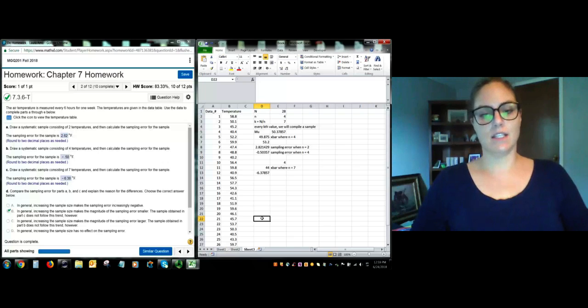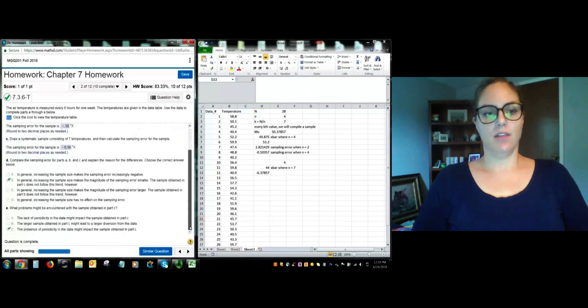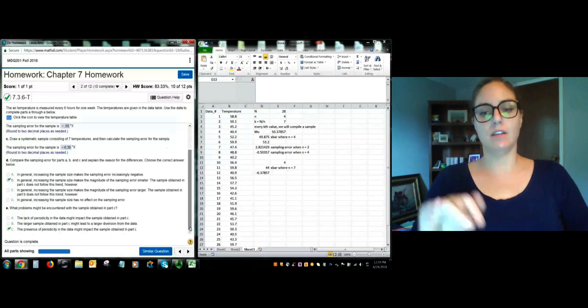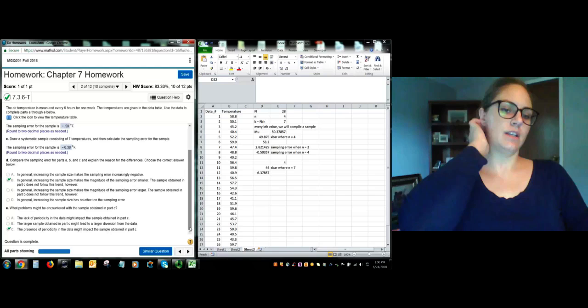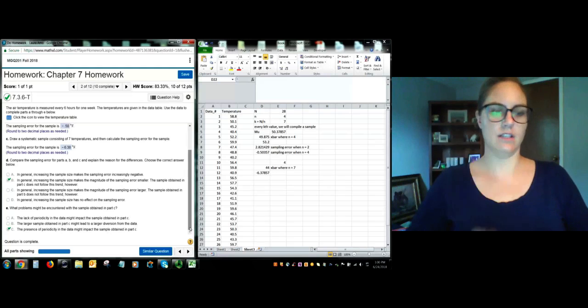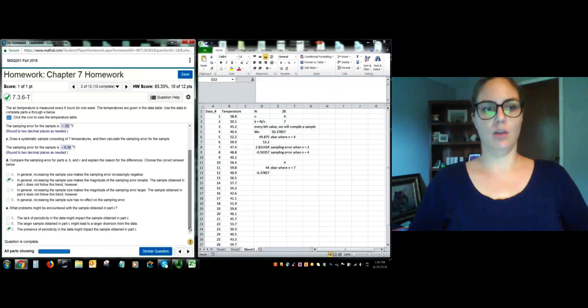In this case, that is not happening, and so you have to think about why that might be the case. Here we would say, in general, increasing the sample size makes the magnitude of the sampling error smaller, and the sample does not tend to follow that. And it could be, specifically because we're looking at temperature, that there's some periodicity in the data that could definitely impact the sample, specifically as it is shown in Part C.